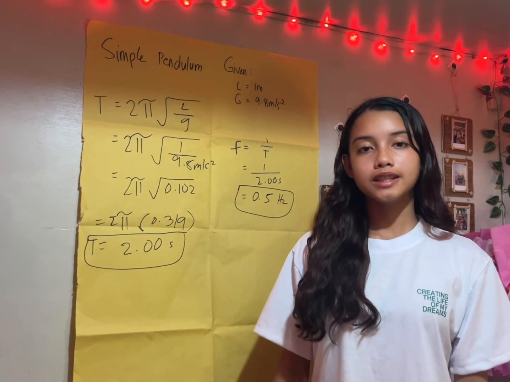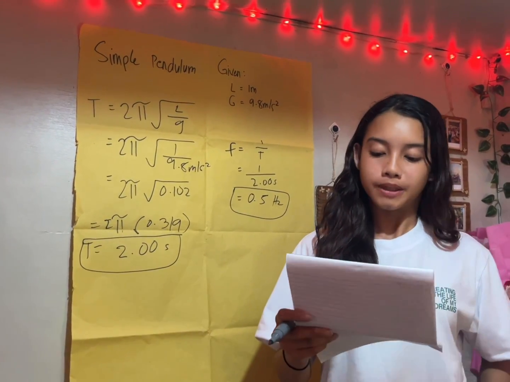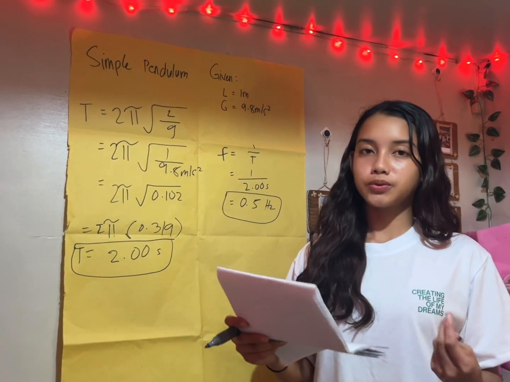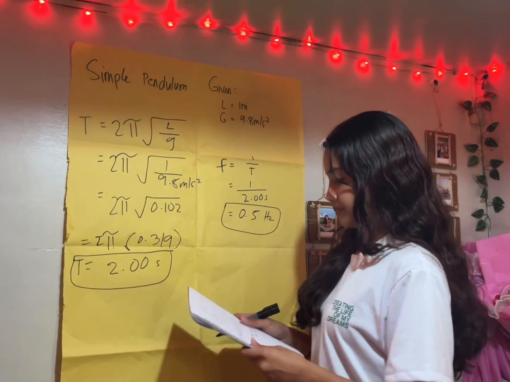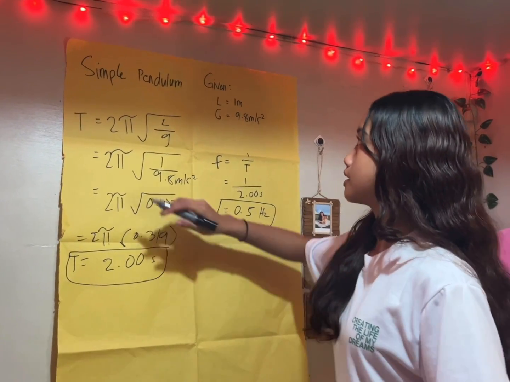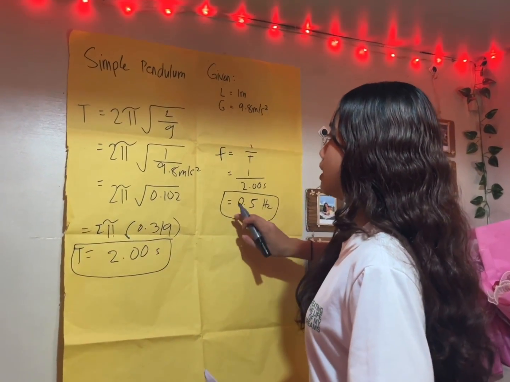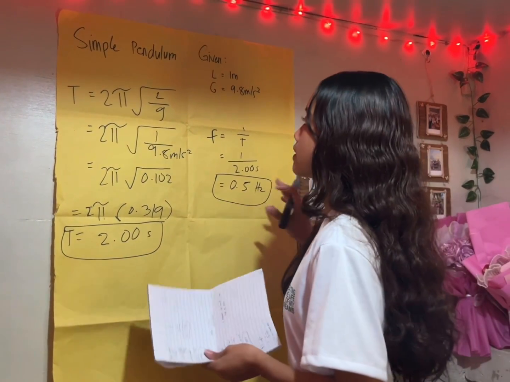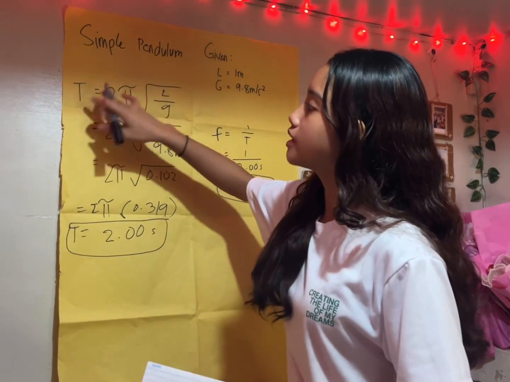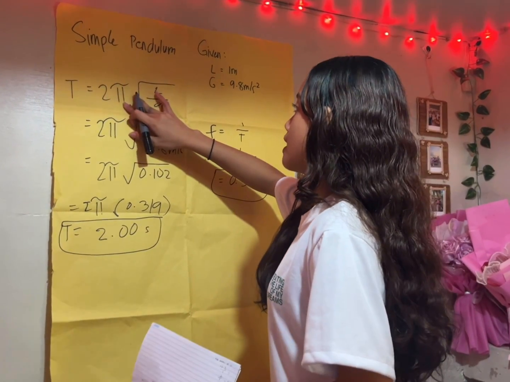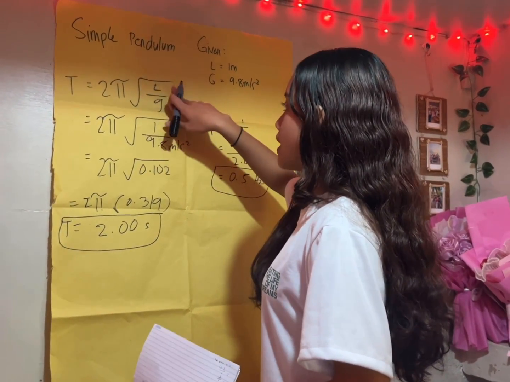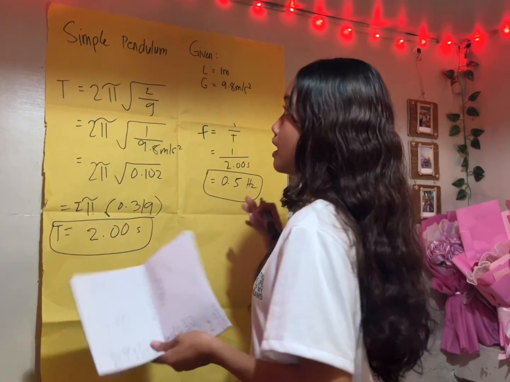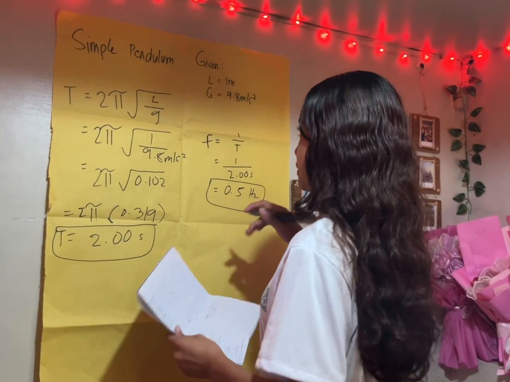As I said earlier about the problem, a pendulum has a length equal to 1 meter, and we need to find its period. So this is the simple pendulum I did. I already solved it, I'm just going to explain it to you. So T is equal to 2 pi square root of L over g. This is just like the spring-mass formula.